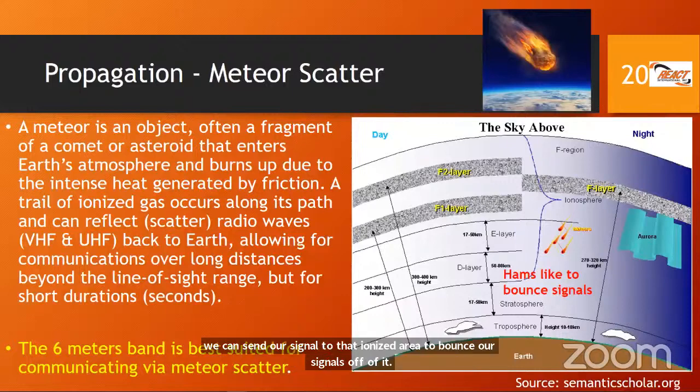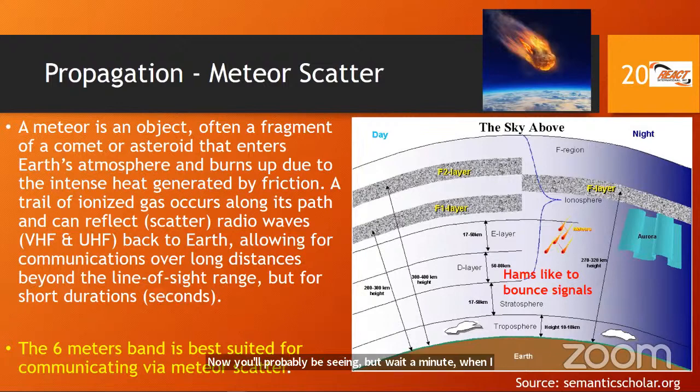Now, you'll probably be saying, but wait a minute, when I see a shooting star, it just lasts for maybe a couple seconds. Well, exactly. So as hams, when we bounce our signal off of the meteor, really the trail, it's really just often for a very short time, just a couple of seconds. Again, we also use the VHF part of the spectrum to do that. Some will try the UHF part of the spectrum, right?